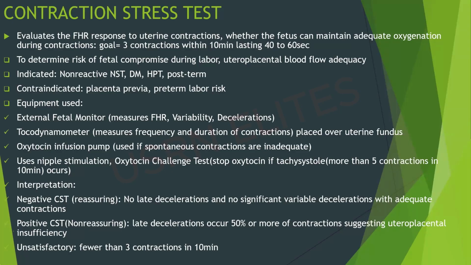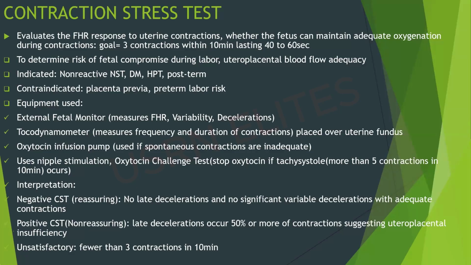Negative in a sense that we are seeing no late deceleration, and we are not having any variable deceleration. That is no cord compression. So with adequate contraction, if we are having no deceleration with no significant variability, we say it's negative, and that's good. But positive will always have what?